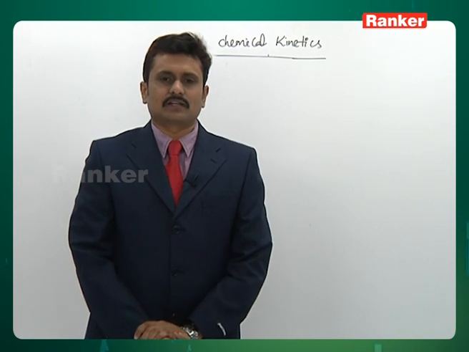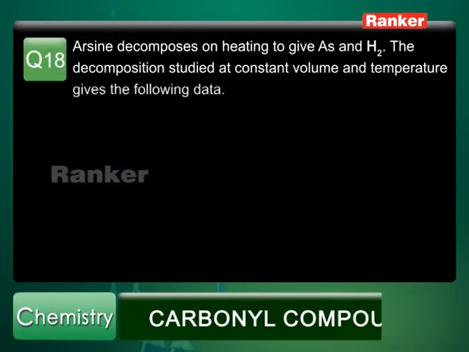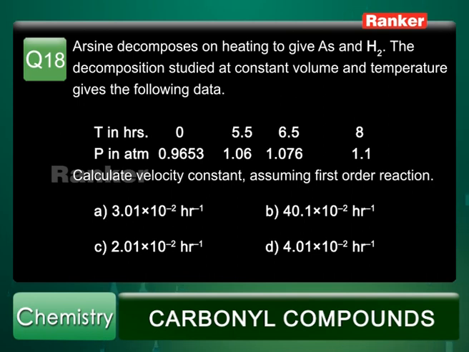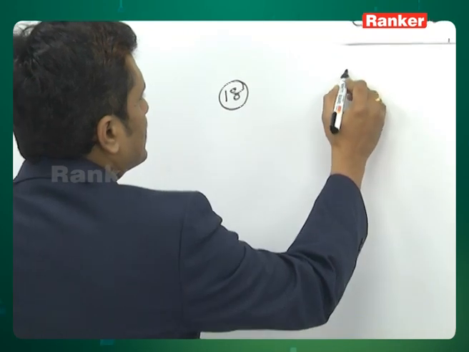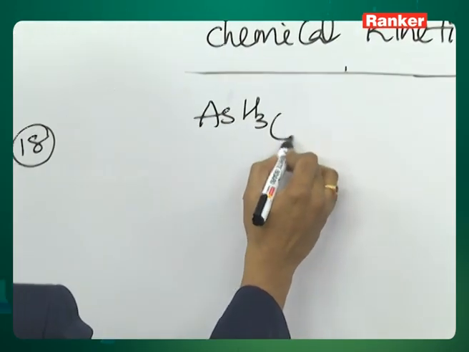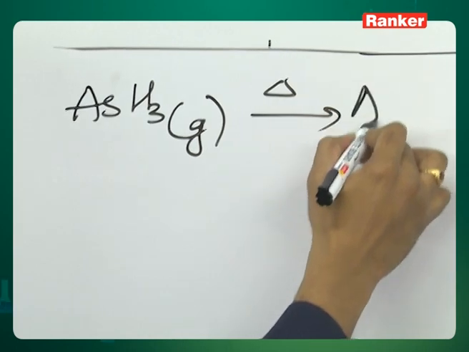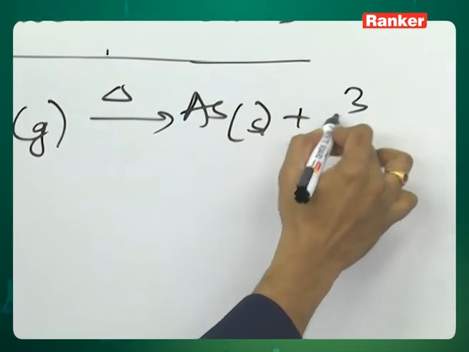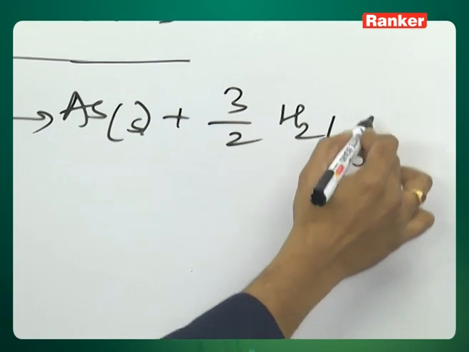We have arsine that decomposes on heating to arsenic and H2 gas. The decomposition is studied at constant volume and temperature, and the data is provided to us. And we have been asked to find the velocity constant assuming this reaction to be first order. So we can use one data, any one which is provided to us, to find the value of K, that is nothing but the velocity constant. For that you have to first write the decomposition of arsine gas. Upon decomposition, you know that you are going to get arsenic metal and H2 gas.